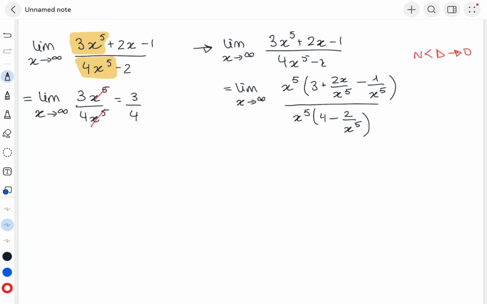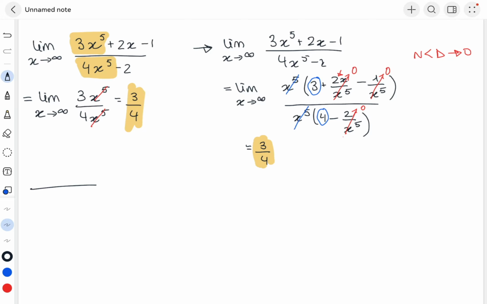So here, we can see in the 2x over x power 5, the numerator is less than the denominator. So we can take this as 0. And negative 1 over x5 will also go to 0 because numerator is less than denominator. The same thing goes for the negative 2 over x5. Now, we can also simplify the x power 5s that we took as a common factor. So they'll cancel out. Now what will we be left with? 3 over 4, which gives us the same answer that we had before.